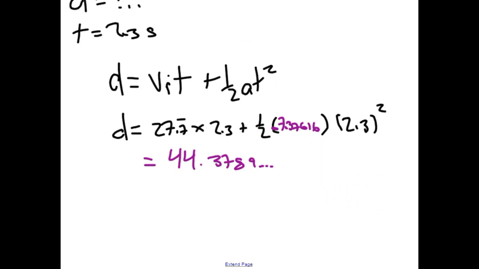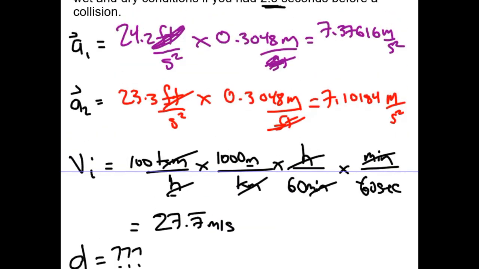Anyways, I now have to redo the exact same thing, but now I have to use the other acceleration value. Remember how there were two deceleration values? So this is the first one, distance 1. Now we got to find distance 2. So all I'm going to do is erase this number right here. Throw in a negative and make it 7.10184.